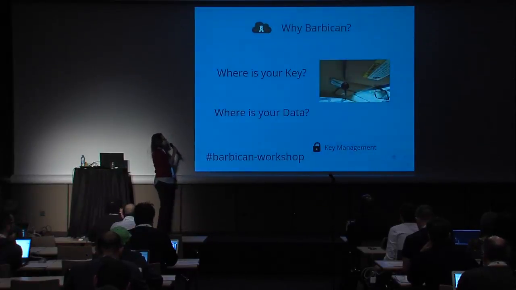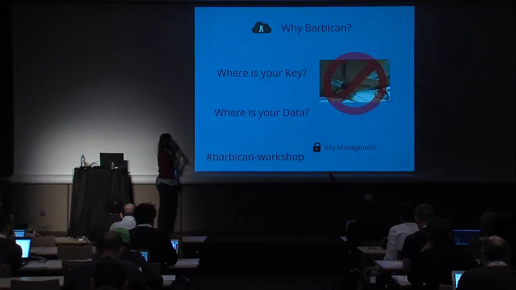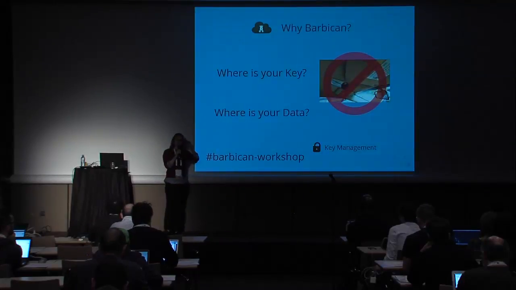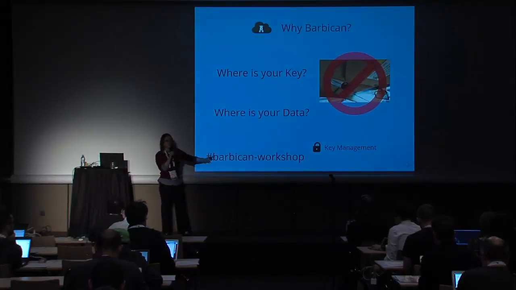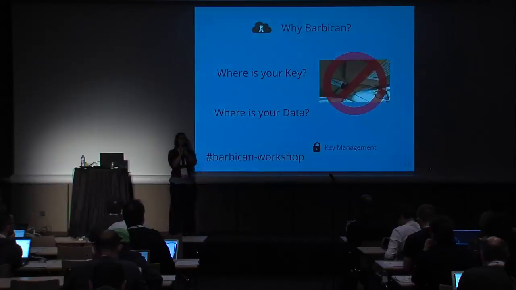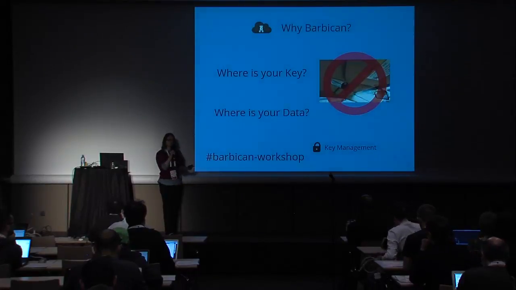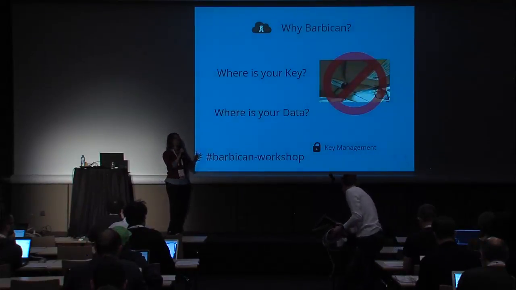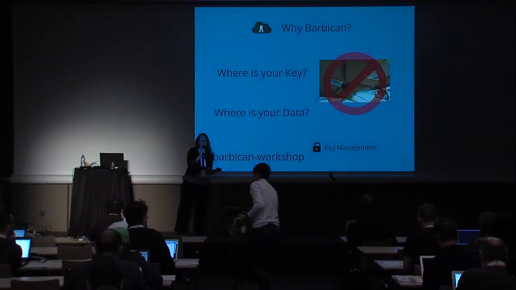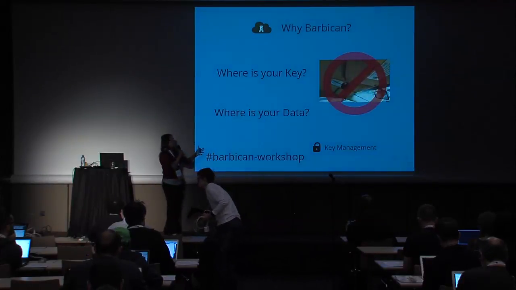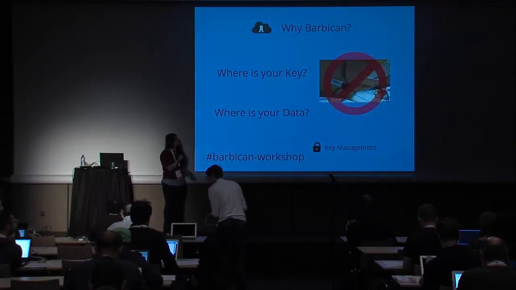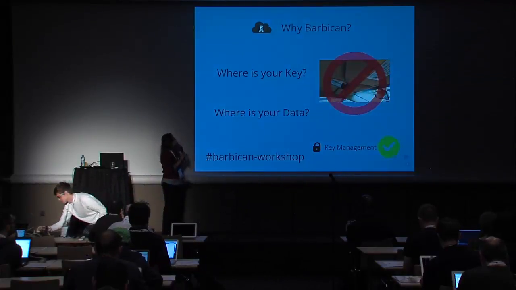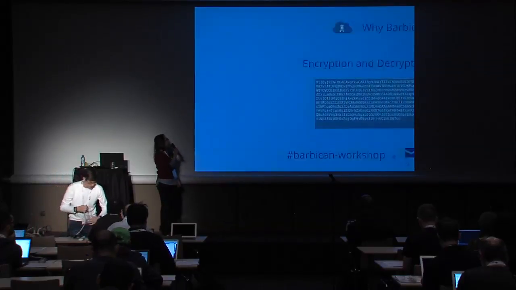Fantastic. So why Barbican? Where is your key and where is your data? Something that is really important is using Barbican, a secret storage place. You store your private key in Barbican, and you put your data elsewhere. That way, if someone compromises your system with the data, they're not going to have access to what it is. If you're encrypting your data, you won't have that issue. Not storing your key in your car is very important. So we've got key management checked off.